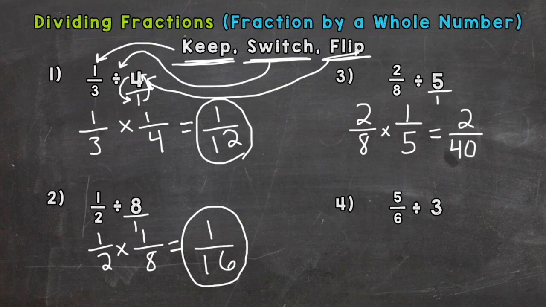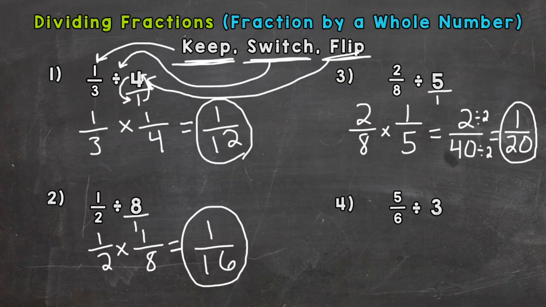Now here we have 2/40ths, and the greatest common factor is 2 between 2 and 40. We can divide both 2 and 40 by 2 to break down or simplify this fraction. So let's divide both by 2, and we end up with 2 divided by 2 is 1. 40 divided by 2 is 20. So we get 1/20th as our simplified correct answer there.